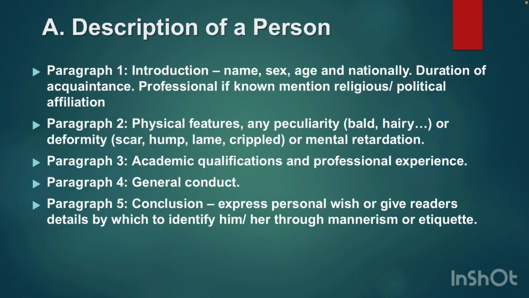So in your conclusion, you express a personal wish or give readers details by which to identify this person through mannerism or etiquette. The first thing that can make the reader identify this person you are describing just after seeing him or her. So these are the things that you talk about in your conclusion. Once you see him, you just know by his greeting. He will greet you using his hands. This is what you write in your conclusion. Then you can also express a personal wish. This is how you describe a person.